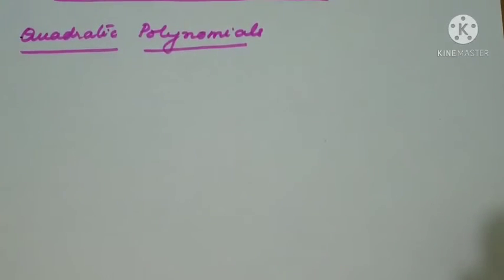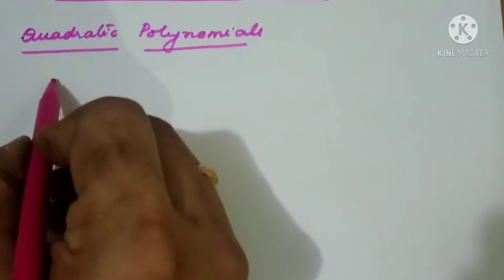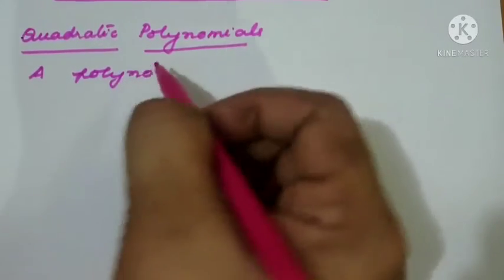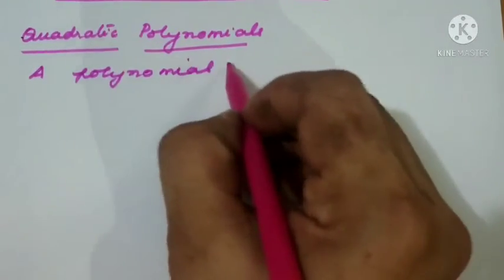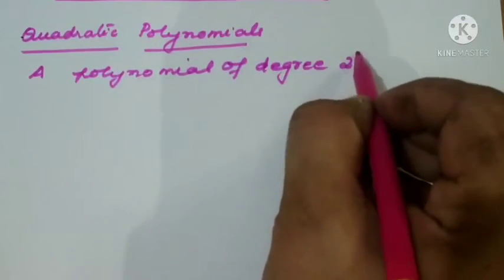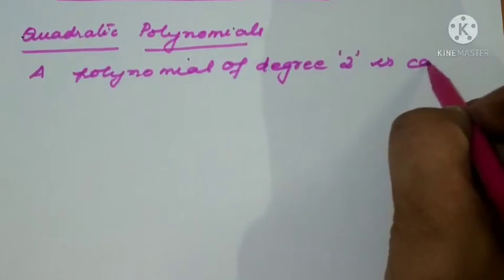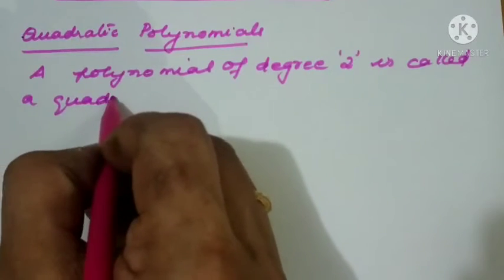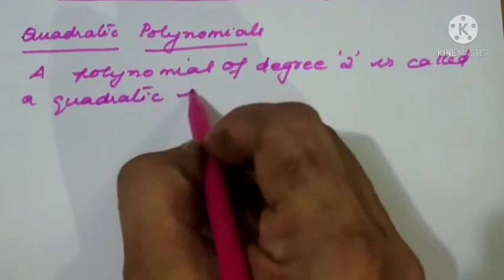Once you understood what is a linear polynomial, then you can understand the next heading, quadratic polynomial. A polynomial of degree 2 is called a quadratic polynomial. I have to write this definition now. A polynomial of degree 2 is called a quadratic polynomial.